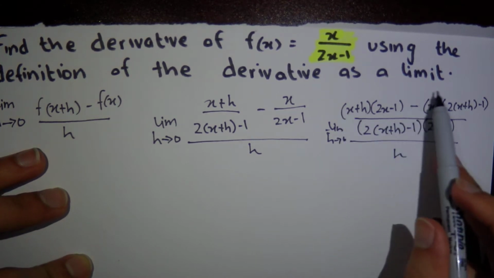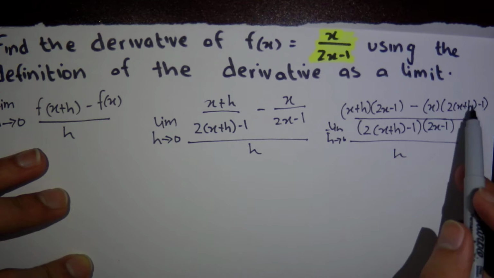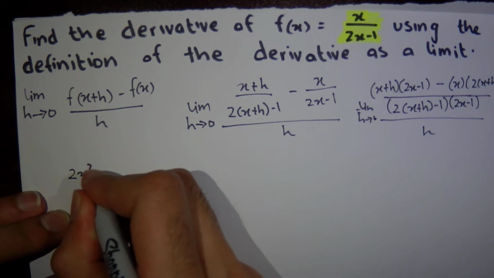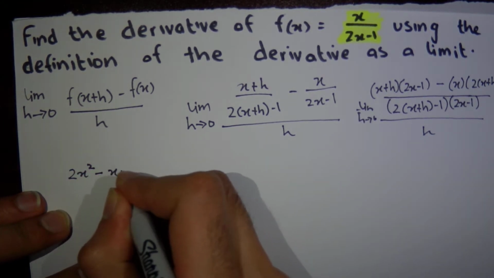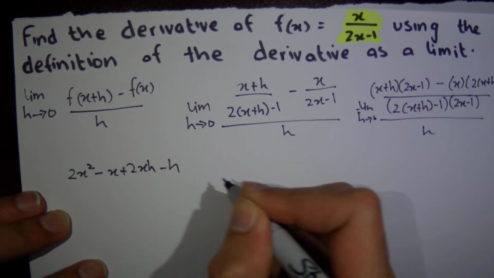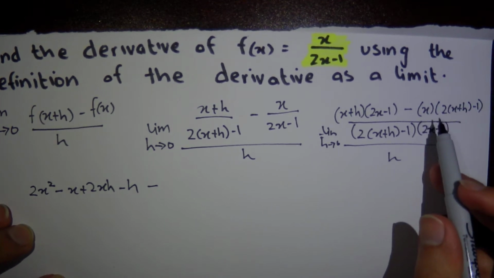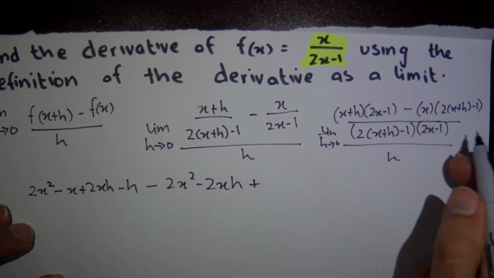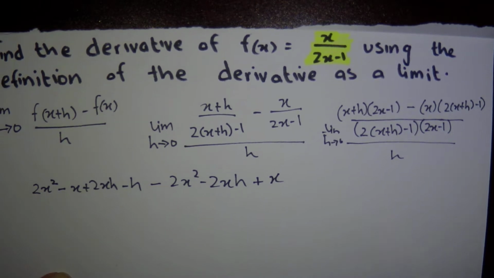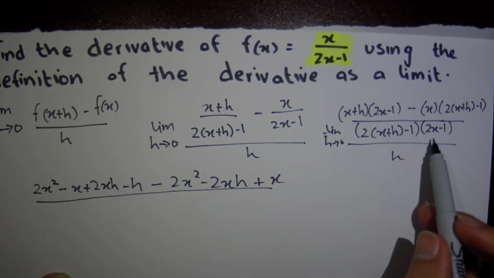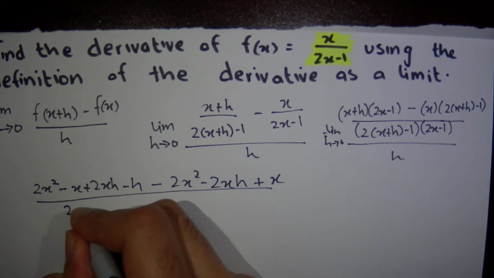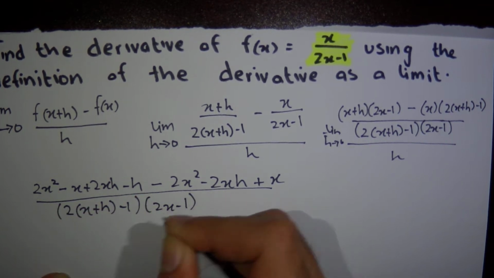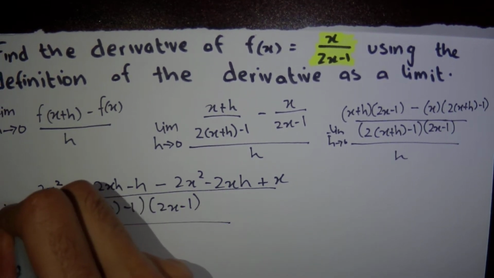Now I see a chunk of variables and numbers in the numerator, so I'd like to expand this and hopefully find some numbers that cancel. So I'll be left with 2x squared minus x plus 2xh minus h minus, this looks like 2x squared minus 2xh plus x at the end, the negative and negative. All of that goes over a denominator which I don't feel like I need to expand, although you could: 2x plus h minus 1 multiplied by 2x minus 1, all of that over h. And never forget the limit.